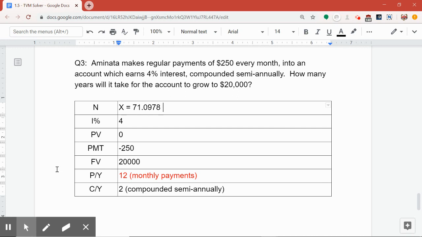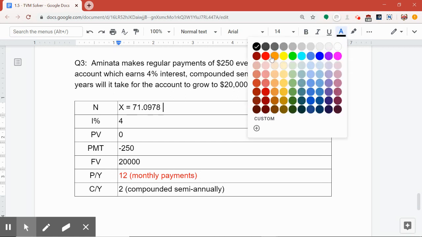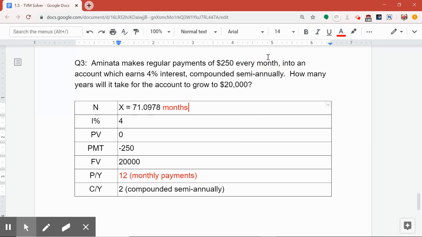What are the units for this? The units are going to match whatever the payments per year are. So if the payments per year are monthly, this will be in months. However, note that the question asked us how many years will it take for this account to grow to $20,000. So we will have to convert those months into years.